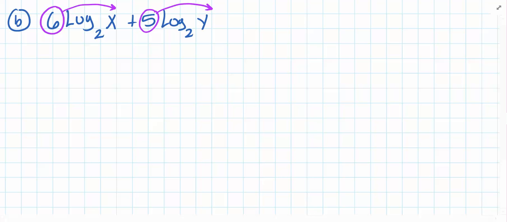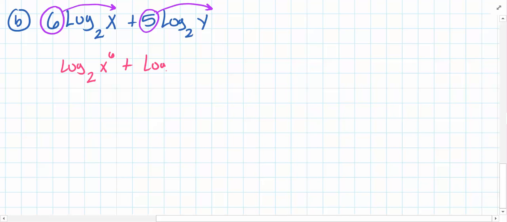So I'm going to choose to use the power property. This is going to be log base 2 of x to the 6th plus log base 2 of y to the 5th. Everybody okay with that part? So far so good? Yeah, and now I have an addition symbol, so I can combine this by saying this is log base 2 of x to the 6th times y to the 5th. And that's as far as I can take that one.